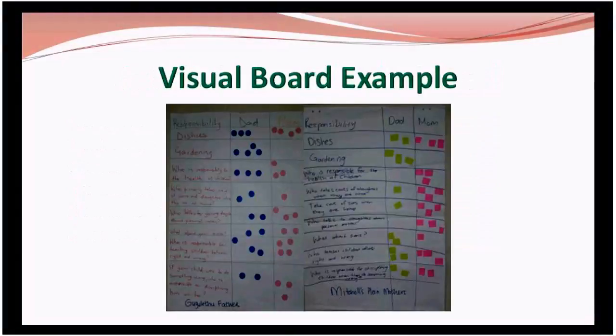So this is a visual board example. Here in the study, we were looking at how chores are divided between genders in the household. In the one column you see dad, and in the other column you see mom. On the left-hand side, that newsprint paper is from the father focus group we did, and on the right-hand side it's the mother's focus group. And we spoke about these things in the focus group.